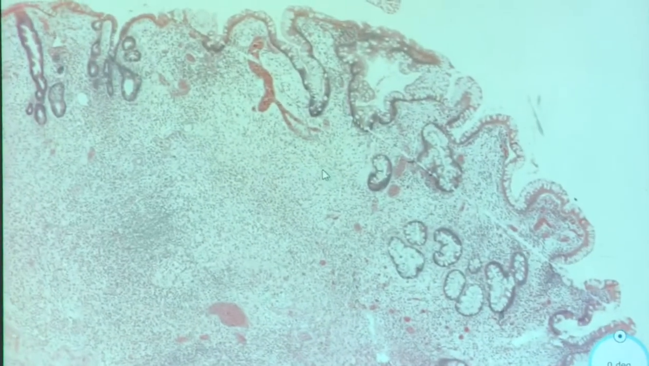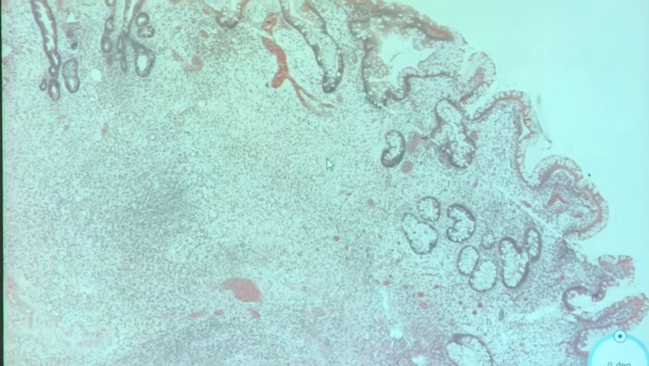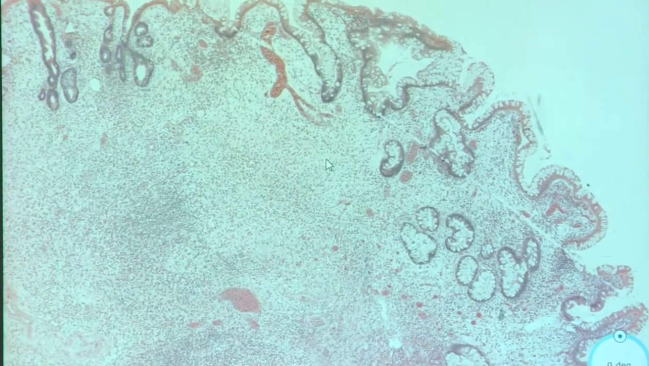So, to our somewhat unfortunate senior resident who just walked in, we have a colon polyp. Very edematous. Lots of inflammatory cells. Inflammatory polyp. But yeah, this is an inflammatory polyp.